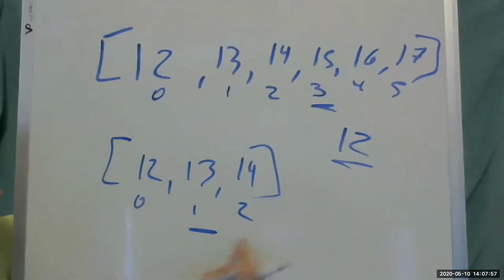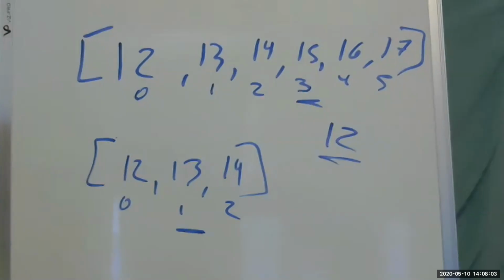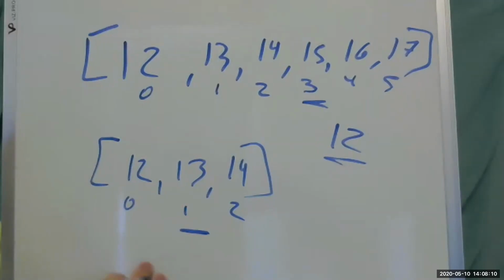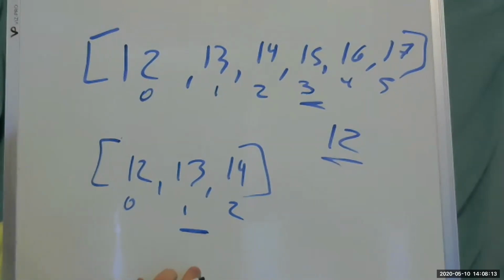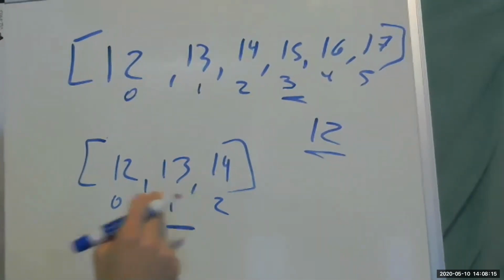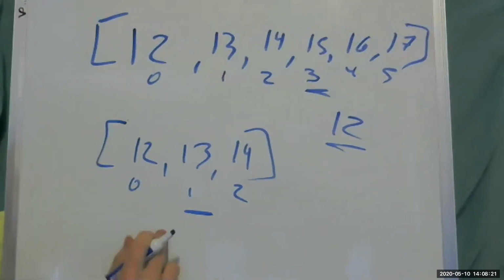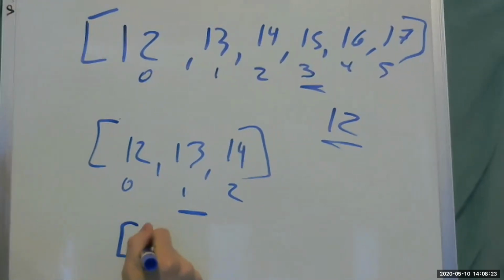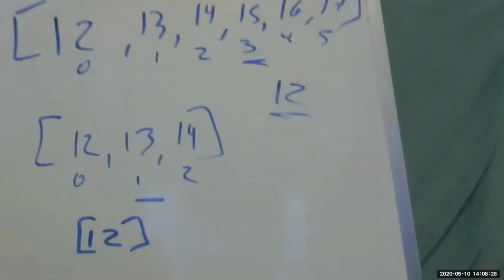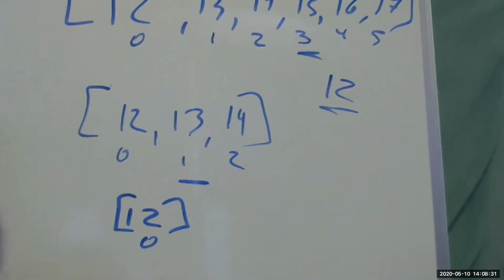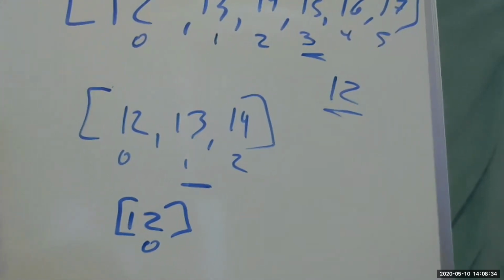Is 13 equal to 12? No. So what side of the array are we interested in exploring? The left side, because we don't care about the right side, since 12 is less than 13. So we're going to call our bsearch function again with the left side of the array, which is 12. This is our new array, with index 0. It's not empty, so we haven't determined that we've not found it yet.